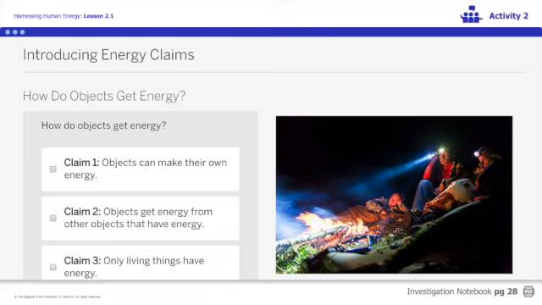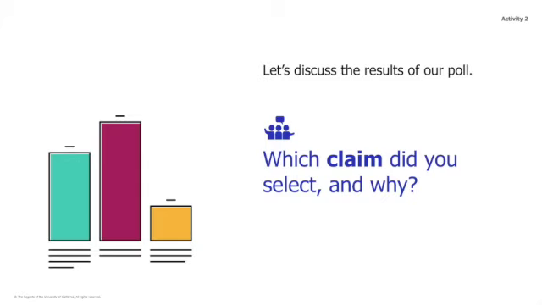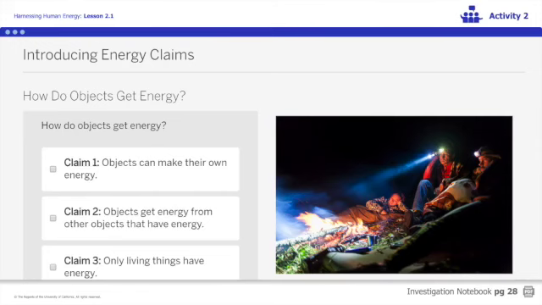While we're trying to solve this question, how do objects get energy, I'm going to give you 3 claims that you're going to have to decide at the end which one is true or which ones are not true. Claim 1, objects can make their own energy. Claim 2, objects get energy from other objects that have energy. Claim 3, only living things have energy. Now, before we begin, I want you to take a guess or a hypothesis on which one you think is true.